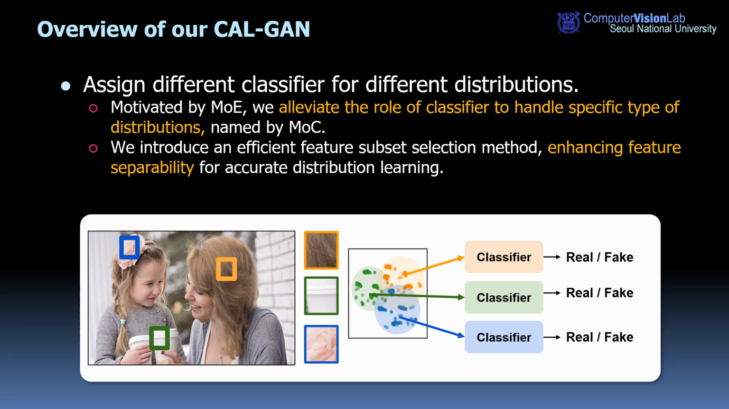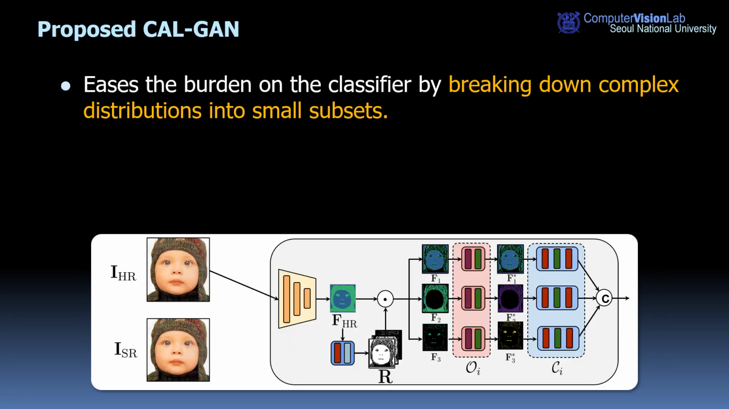Additionally, we propose an efficient routing module and learning strategy to automatically determine suitable feature subsets, eliminating the need for manual assignments. By combining this technique with orthogonal regularization and LD-based approaches, we enhance the separability of learned features, facilitating accurate distribution learning. More specifically, the overall framework of our CalGAN can be depicted as in the figure. Our CalGAN eases the burden on the classifier by breaking down complex image distribution into subsets based on content and employing multiple expert classifiers. Each expert classifier is specialized for its corresponding content subset.